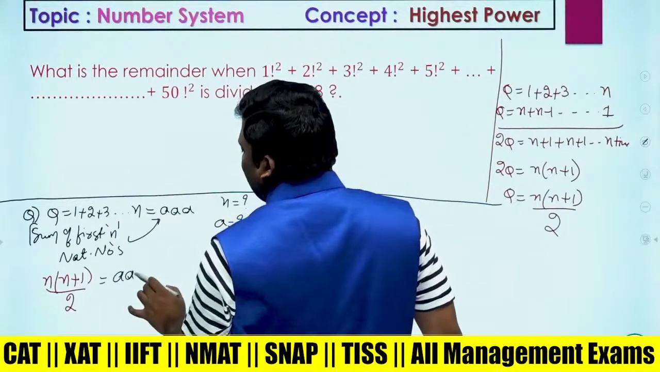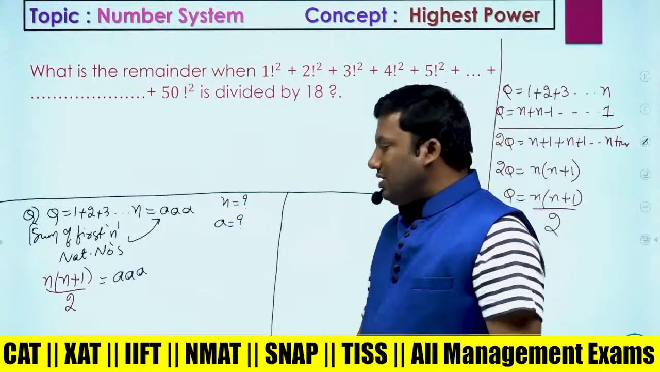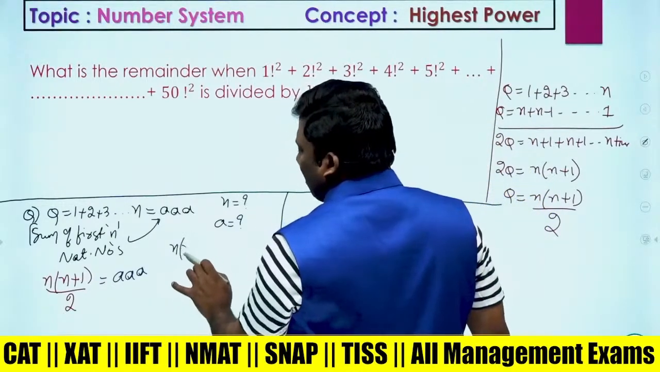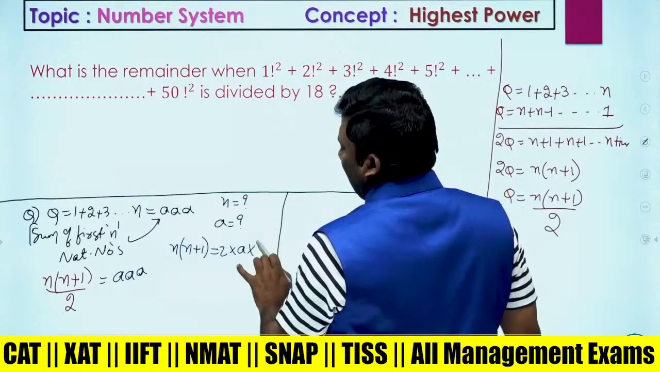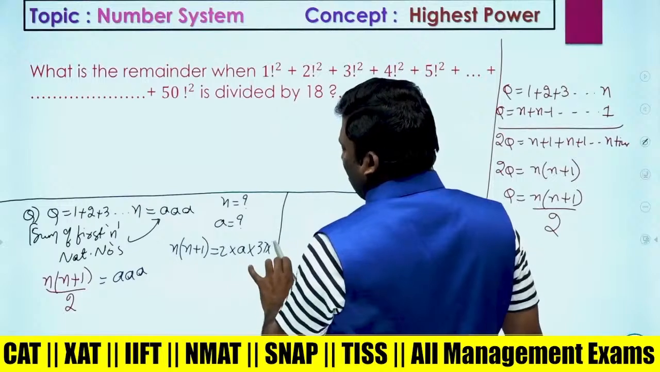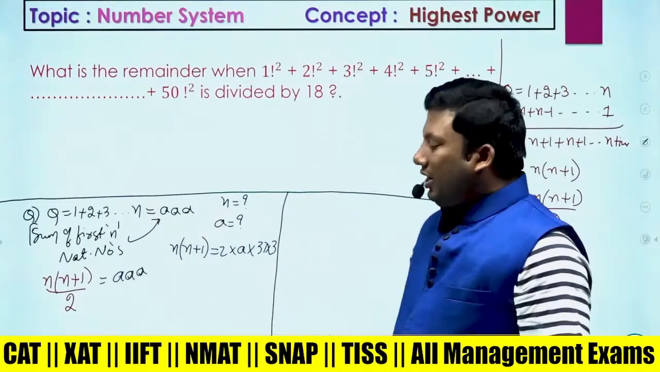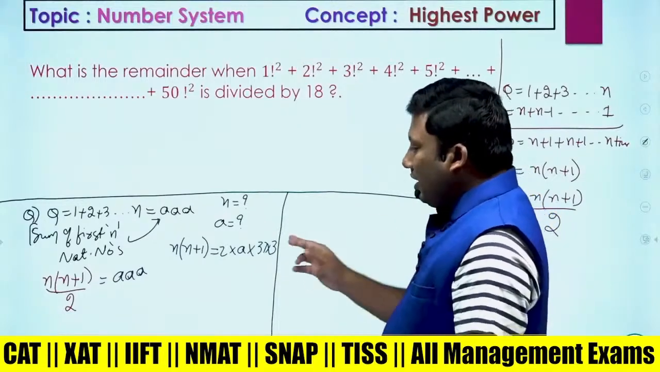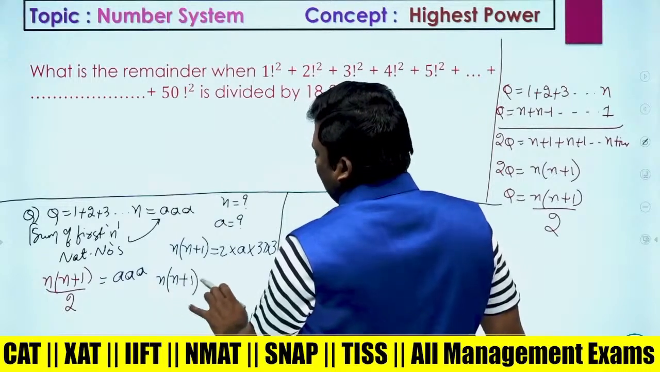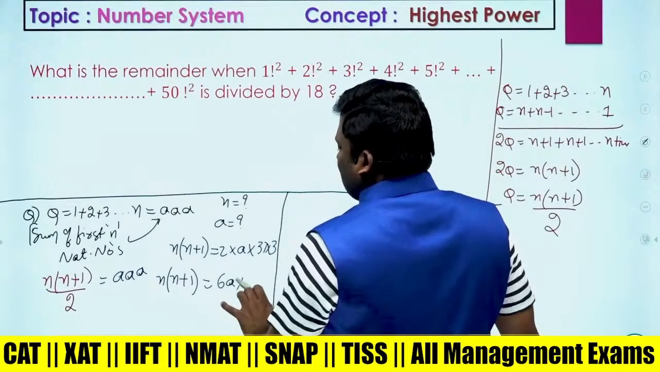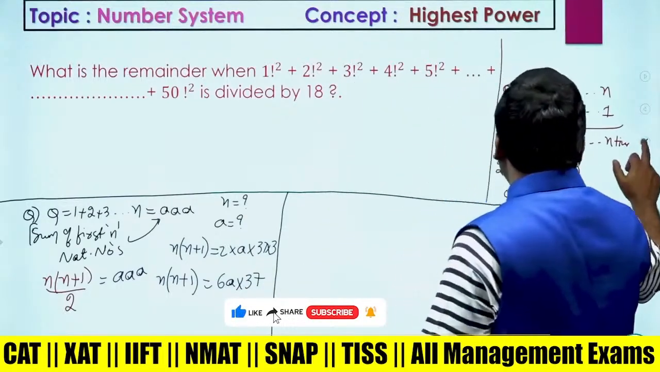It is a 3-digit number where all the digits are equal. N into n plus 1 by 2 is a triple A. Cross multiplication. N into n plus 1 equivalent to 2 into triple A. Triple A can be written as A into triple 1, and triple 1 is 37 into 3. Next step, we will get the answer. N into n plus 1 is 6A into 37.